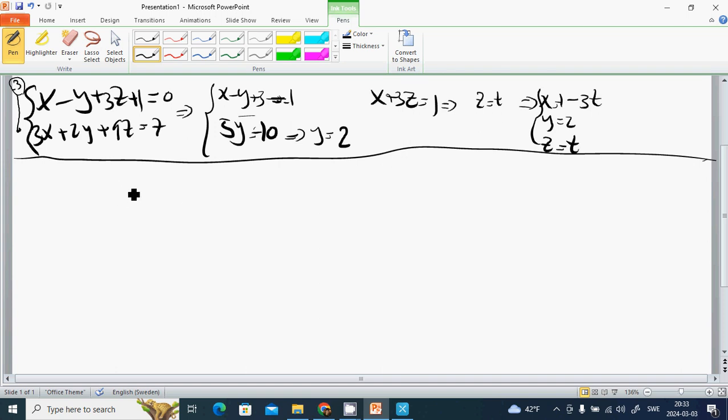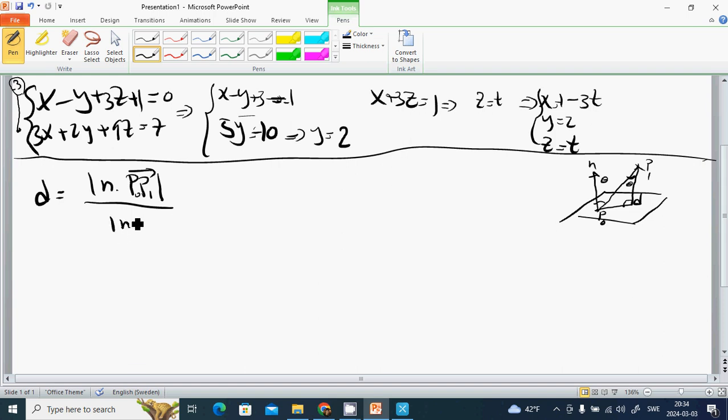We will also look at the distance from a point P1 to a plane. We have a plane and a point P1, and we have a point P0 on the plane, and its normal N, and this is D. It's the normal, and this angle is theta. Then D equals the absolute value of N dot P0P1, over absolute N.